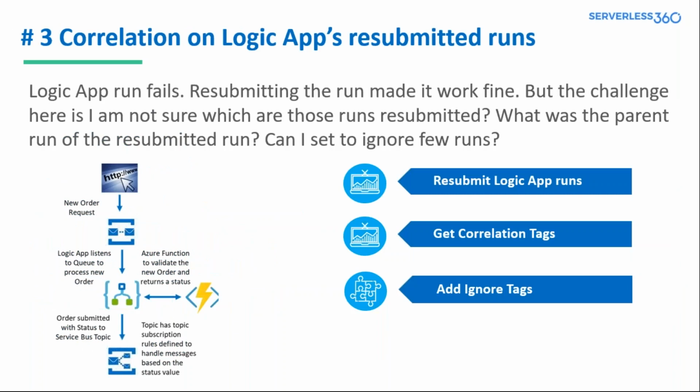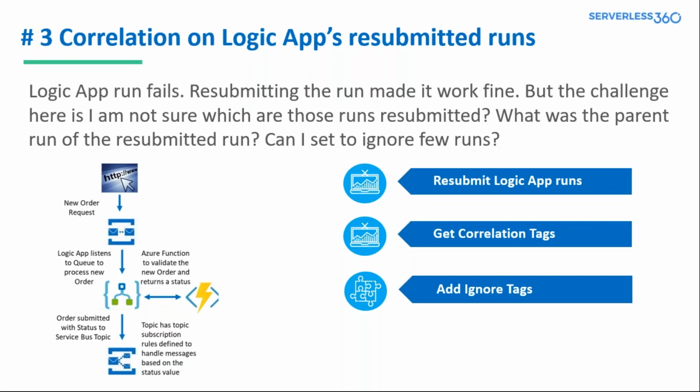Number 3 is correlation on Logic Apps resubmitted runs. So when we define a workflow with Logic Apps in our business application, failure in the Logic App is something that needs to be looked into. And there could be a need to resubmit these failed runs to restore the business.